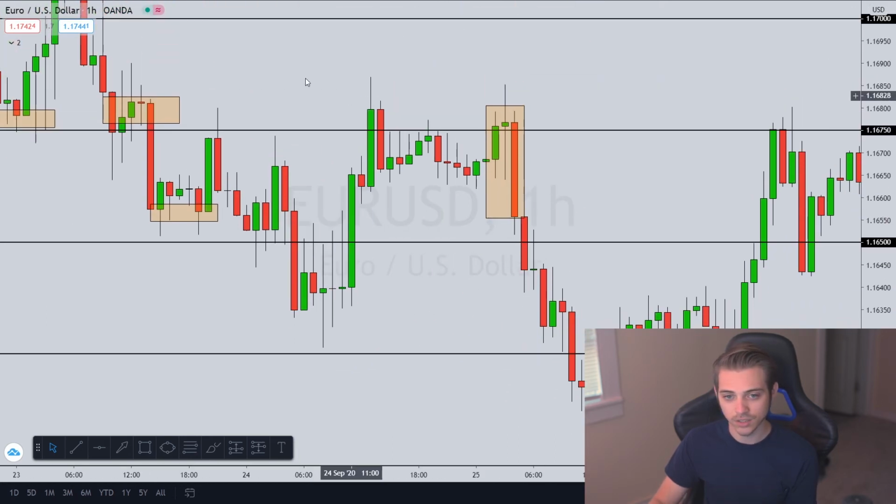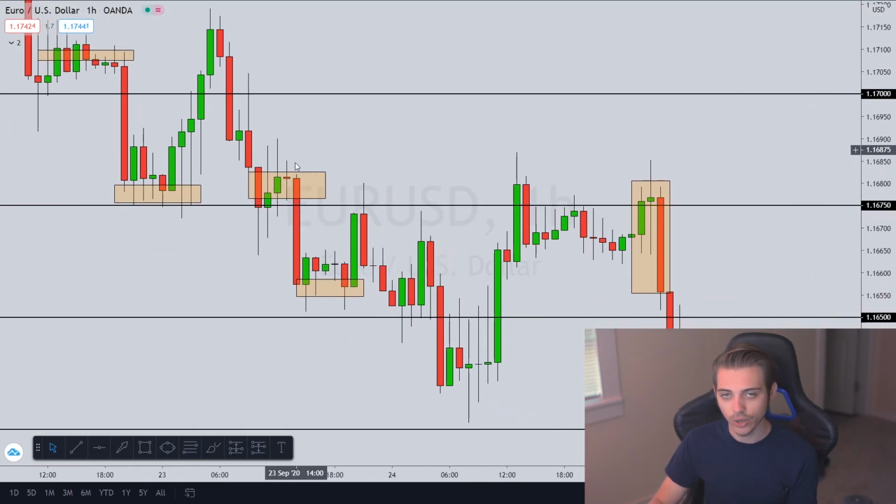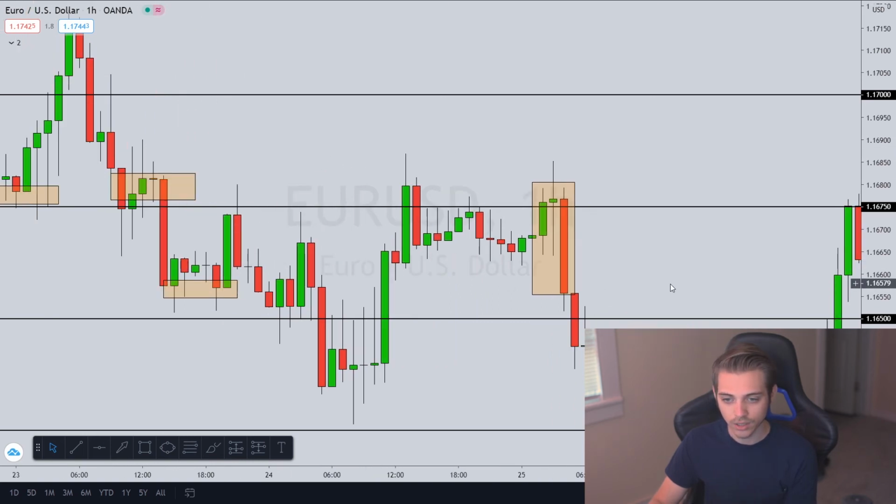Hopefully this is making sense. We're just looking at these key levels, seeing if there's any rejection or any reason why we should be continuing to trade with the trend or counter trend trade, things like that.